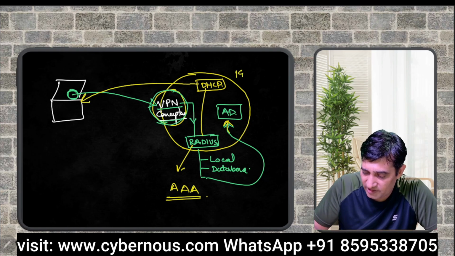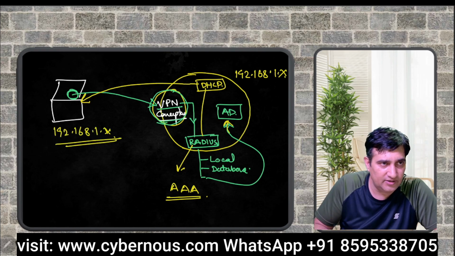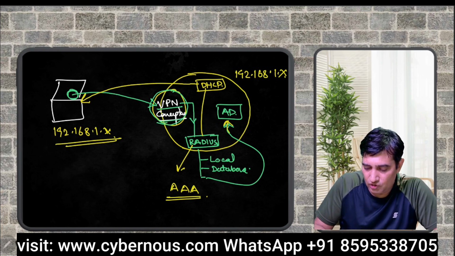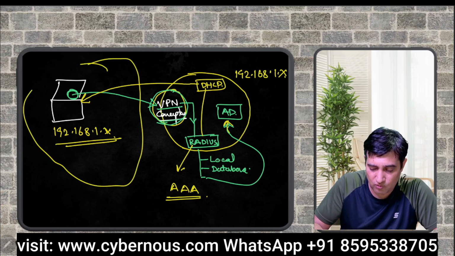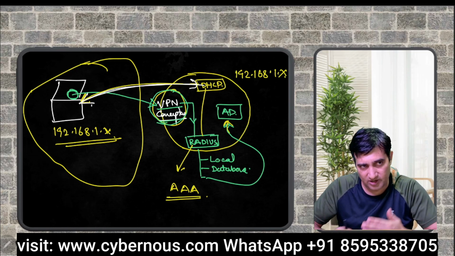So if your network is 192.168.1.x, you will also be on 192.168.1.xyz, whatever IP you have. Even though you are sitting remotely, on the internet, on your home network and traveling through the internet, you actually are just local to your network. So there is a separate VLAN to which you are now connected.